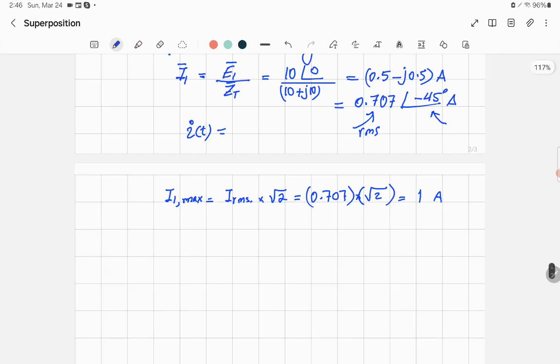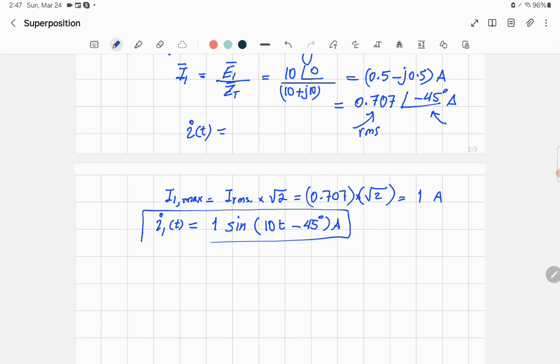That's the phase difference, negative 45. So how do we write the expression? Say i1 as a function of time equals the maximum current, which is 1. That's the amplitude. Sine omega t, where omega is equal to 10, t plus the shift. The shift is equal to 45 degrees. You write it like that. And so that's the first component of the current due to E1.